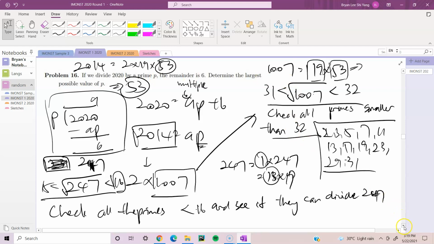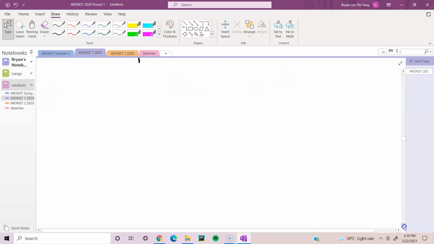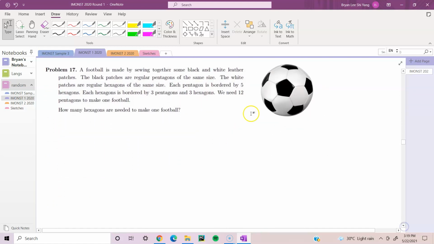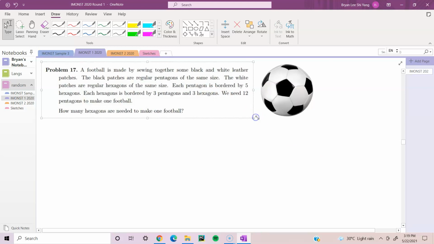Now, for the last question, I have two solutions. Again, like before, one is the proper one, one is the improper one, and I don't advise you guys to do the improper solution. Now, for problem 17, this is also quite cliche, I would say. So let's read the question.